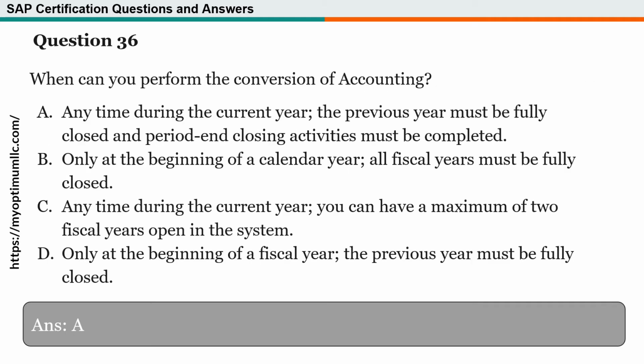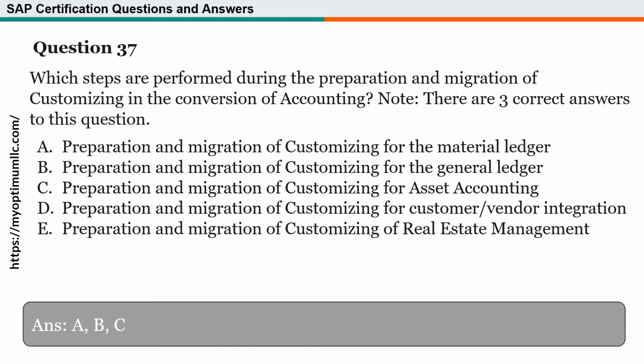Question 36. When can you perform the conversion of accounting? A. Any time during the current year, the previous year must be fully closed and period-end closing activities must be completed. B. Only at the beginning of a calendar year, all fiscal years must be fully closed. C. Any time during the current year, you can have a maximum of 2 fiscal years open in the system. D. Only at the beginning of a fiscal year, the previous year must be fully closed. Question 37. Which steps are performed during the preparation and migration of customizing in the conversion of accounting?